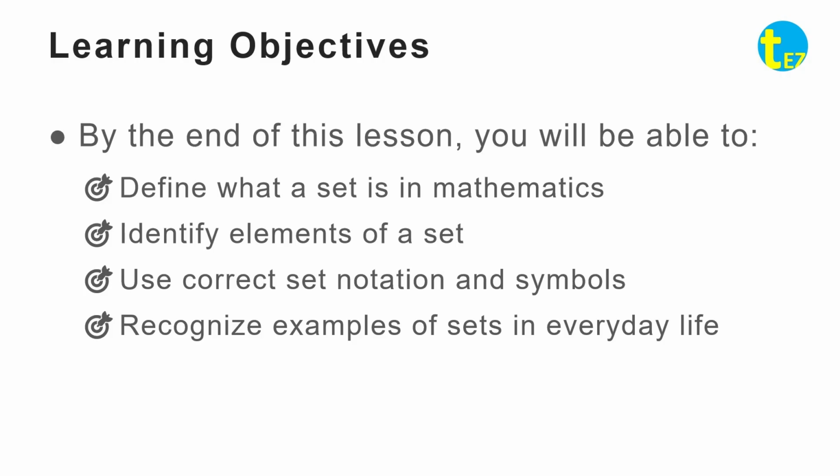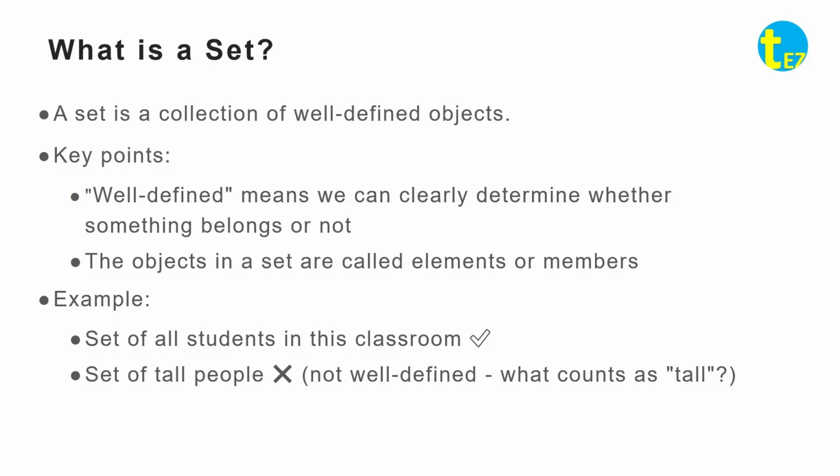What is a set? Now, let's answer the most important question. What is a set? Can you answer this question? In mathematics, a set is a collection of well-defined objects. Now, what does well-defined mean? This is the key point. It means that we can clearly and without any confusion determine whether something belongs to the set or not.